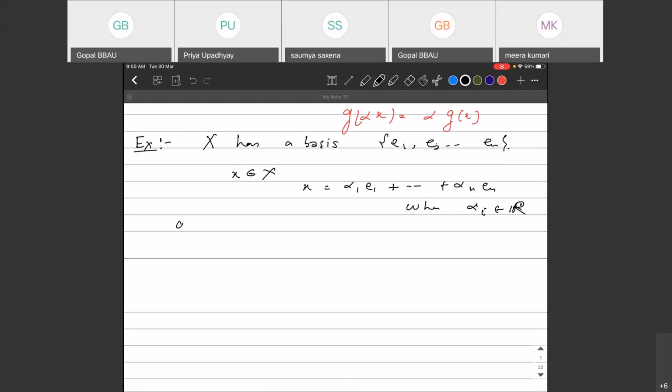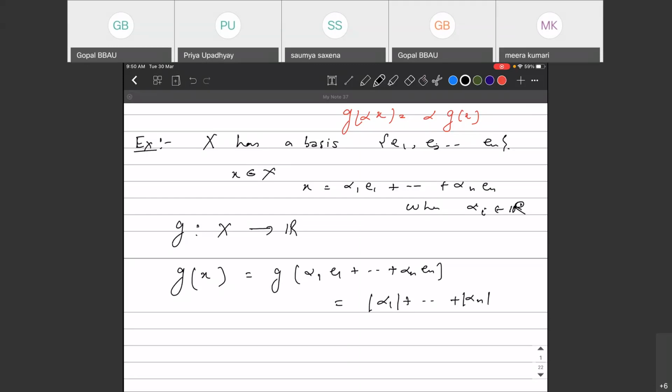So now define a map G from X to R such that G of X is G of alpha 1 e1 plus ... alpha n en is given by alpha 1 to alpha n. Okay, and you may use this thing. So this is clearly not a linear functional, but a sublinear functional.